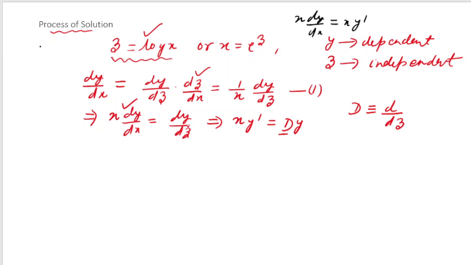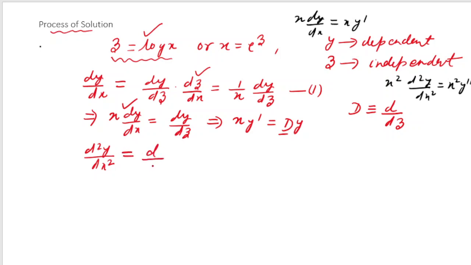So dy by dz can be written as capital D y, where capital D now stands for d by dz, right? Now the next thing is: what if we have an expression like d2y by dx square? The next kind of term that we may encounter is x square d2y by dx square, or I can say x square y double dash. So how do we reduce that term into a term with constant coefficient? To do that, let us look at this expression.